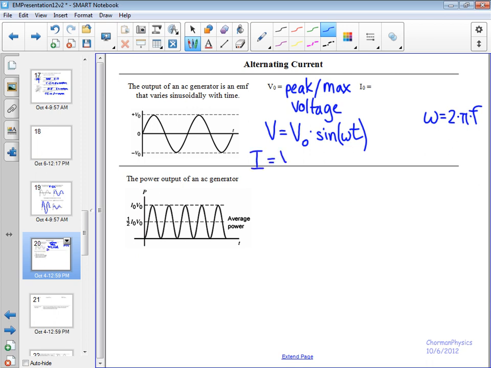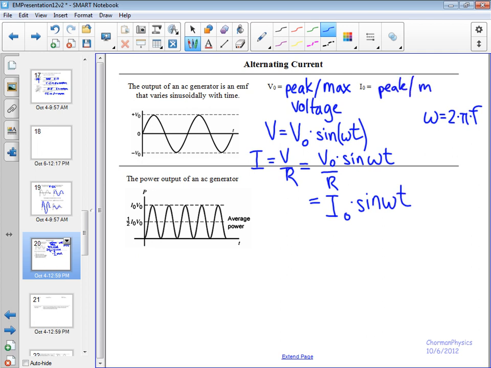So, like I said before, guys, current is just equal to voltage divided by the resistance. So for that, we just get V naught times sine omega t all over R. And this is just the same as I naught times sine omega t. Remember, I naught is also referred to as the peak or max current.